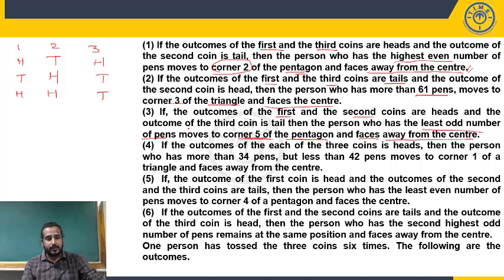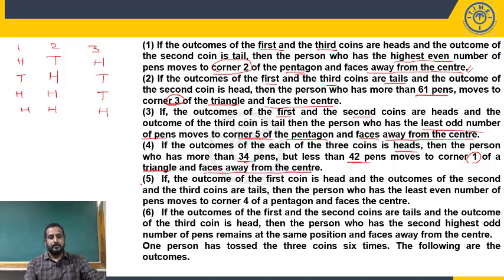Okay. So, 3 outcomes are completed. Next, if the outcome of each of the 3 coins is head, so first coin is head, second one is head, third one is also head, then the person who has more than 34 pens but less than 42 pens moves to corner 1 of a triangle and faces away from the center. Earlier corner 3, now it is corner 1 of a triangle and faces away from the center.